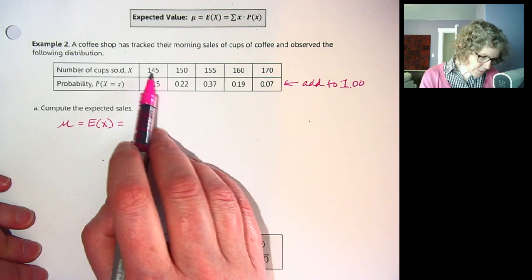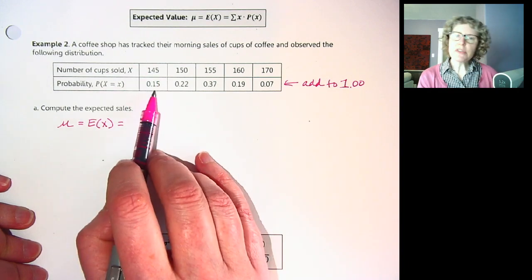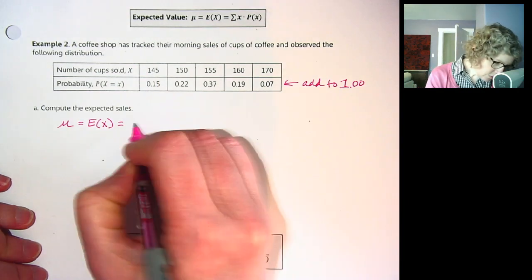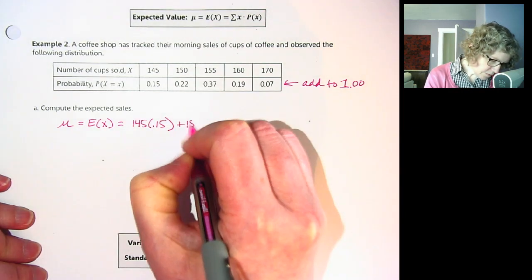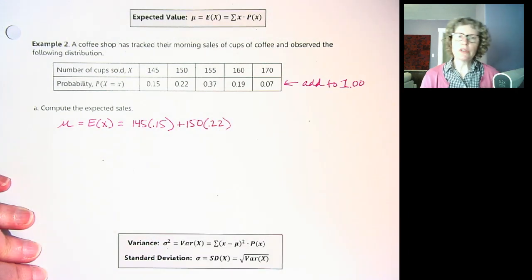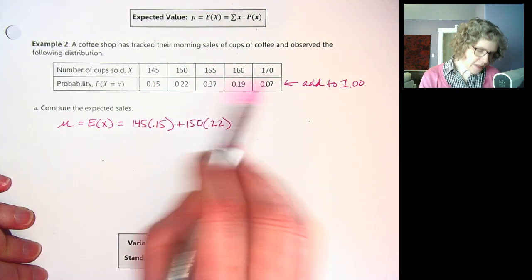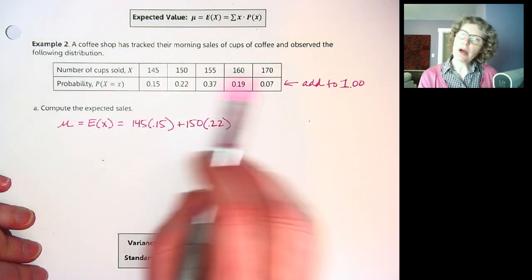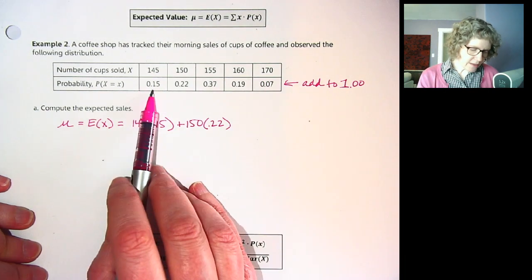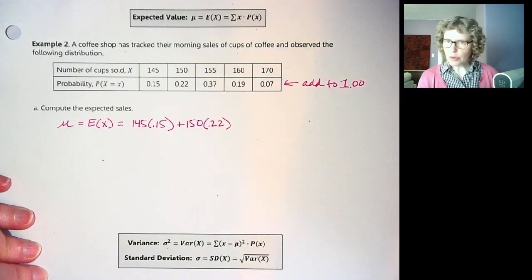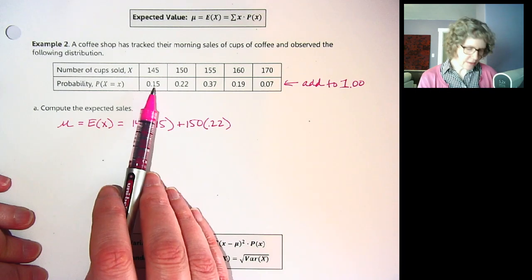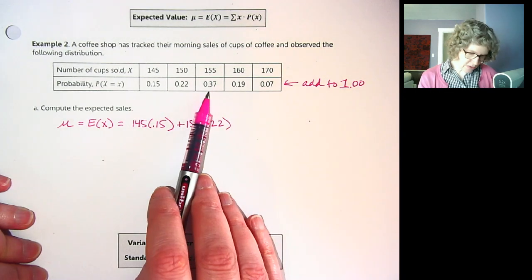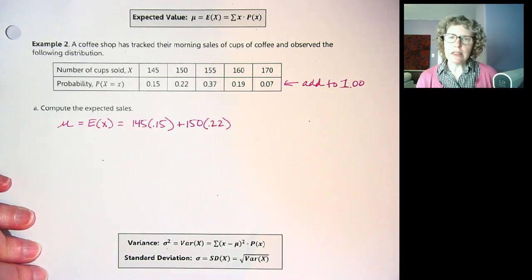Okay, so what we're going to do is we're going to take the number of cups of coffee times the probability that that will occur. So 145 cups times 0.15 plus 150 times 0.22. Essentially, this is a weighted average. Each one of these numbers isn't equally likely to occur, so we're not going to just add them up and divide by 5. We're weighting them by the proportion or the percentage that they occur. So you can see the 145 is going to get a little less weight. The 155 is going to count the most, and the 170 is going to count the least.